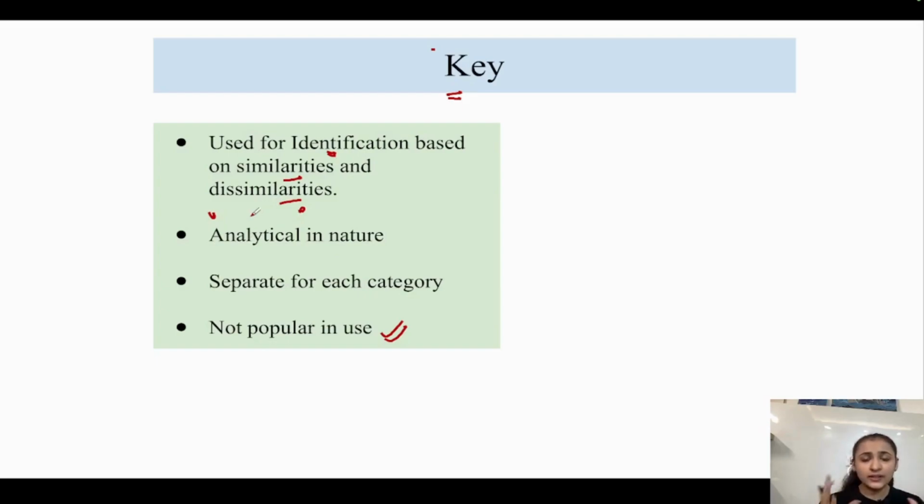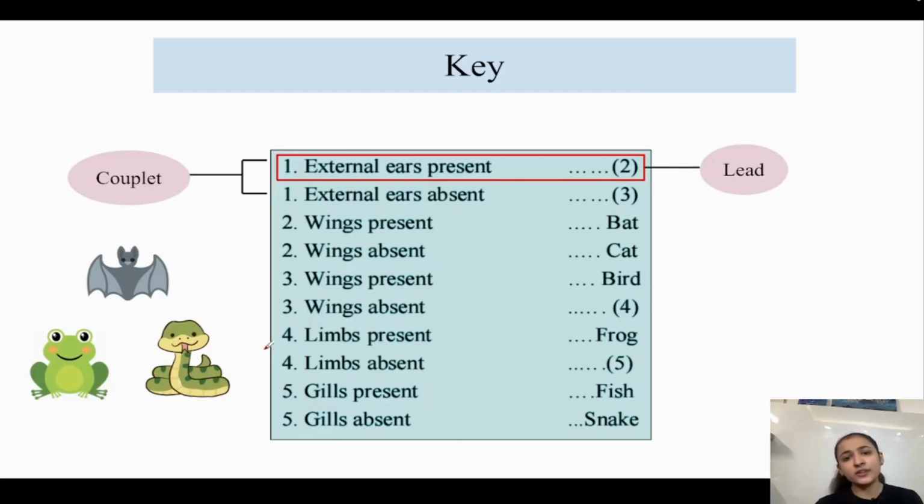We need a lot of knowledge around various terms in order to use keys. We need to use a lot of analysis while using a key. Okay, these are separate for each category. So there are different keys for genus, there are different keys for family, different keys for order. So there are separate keys for each taxonomic category. Okay, and they are not popular in use.